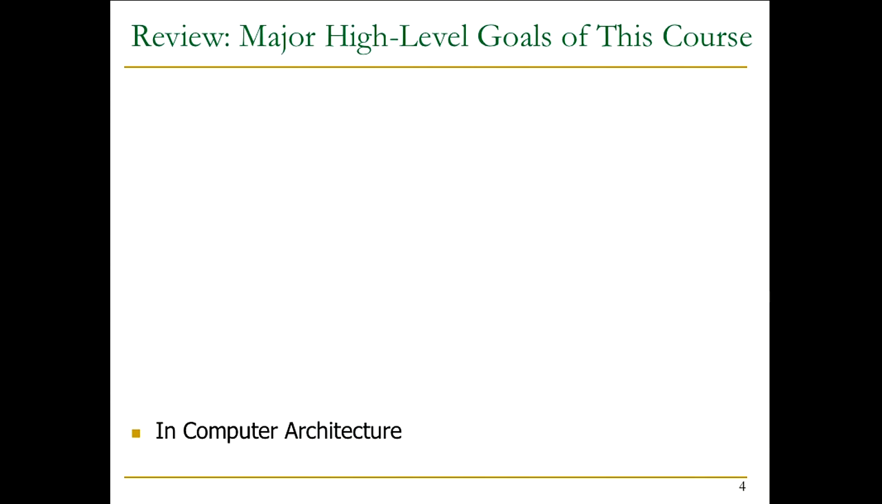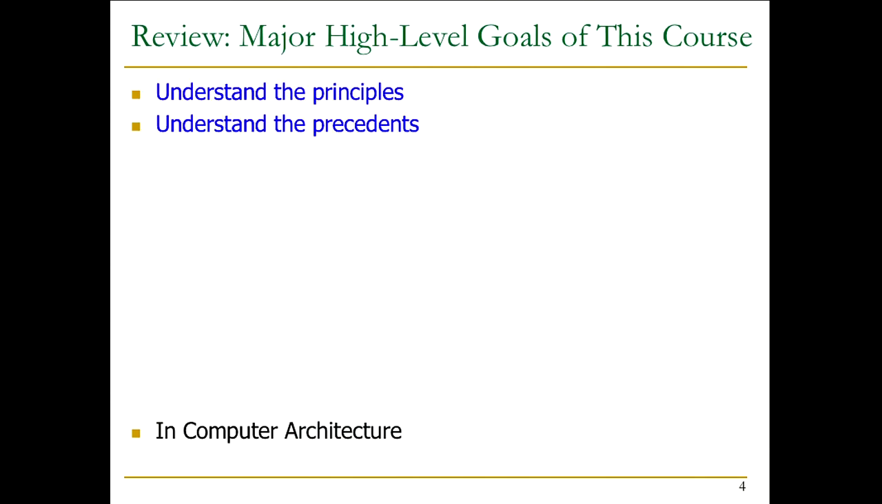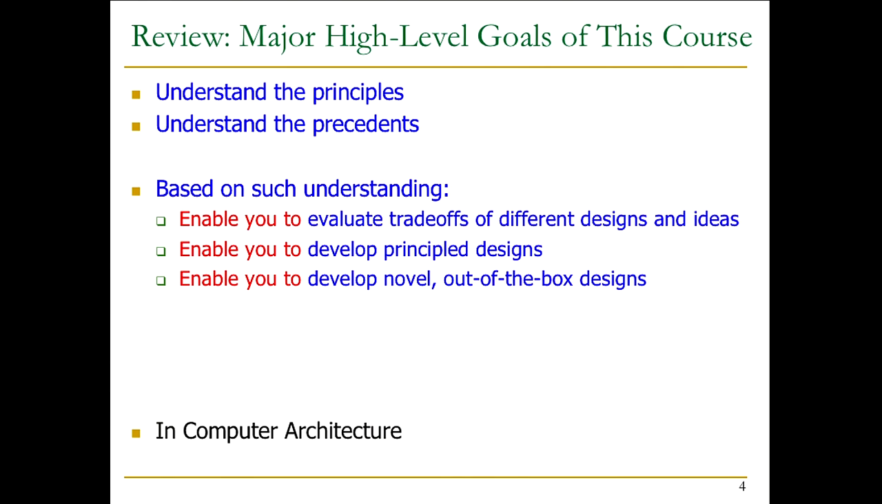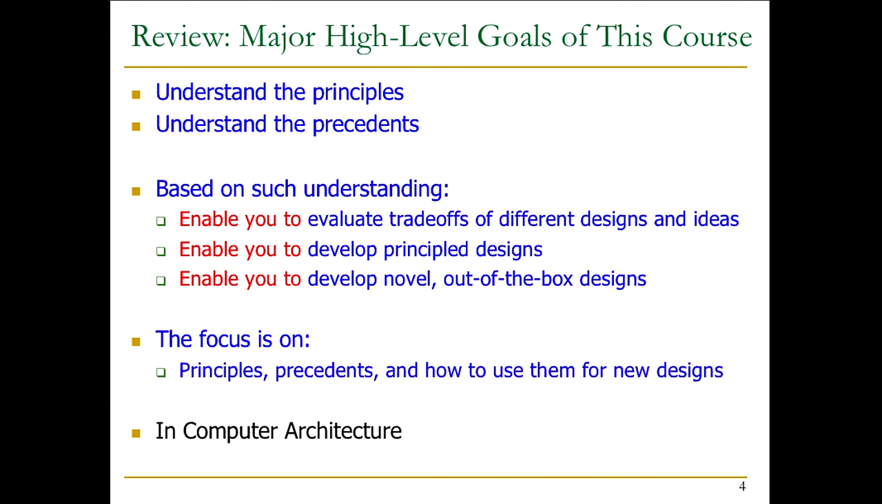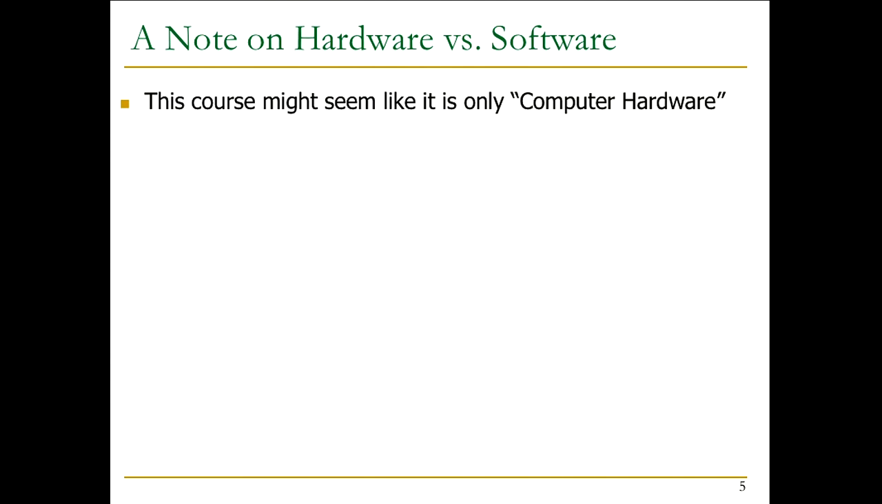Okay. And again, as a review, the major high-level goals of this course, we'd like to understand the principles and the precedents in computer architecture. And based on such understanding, hopefully you will, by the end of the course, be enabled to evaluate the trade-offs of different designs and ideas, to enable and develop principled designs, and develop novel, out-of-the-box designs. That's the goal in the end. I don't expect you to do that right now, but it's good to start thinking new ideas, because whenever you have some problem, it's always good to start thinking about different ideas from what we've seen. And the focus is on really principles, precedents, and how to use them for new designs.